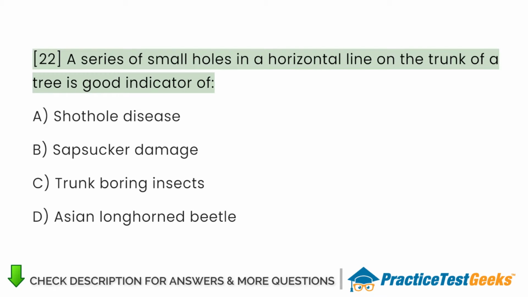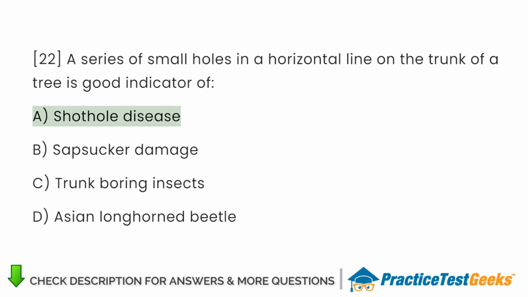A series of small holes in a horizontal line on the trunk of a tree is a good indicator of A. Shot hole disease. B. Sapsucker damage. C. Trunk boring insects. D. Asian longhorned beetle.